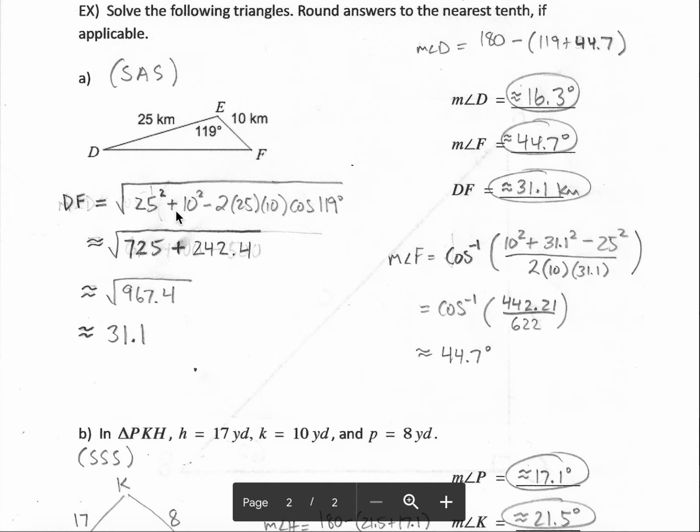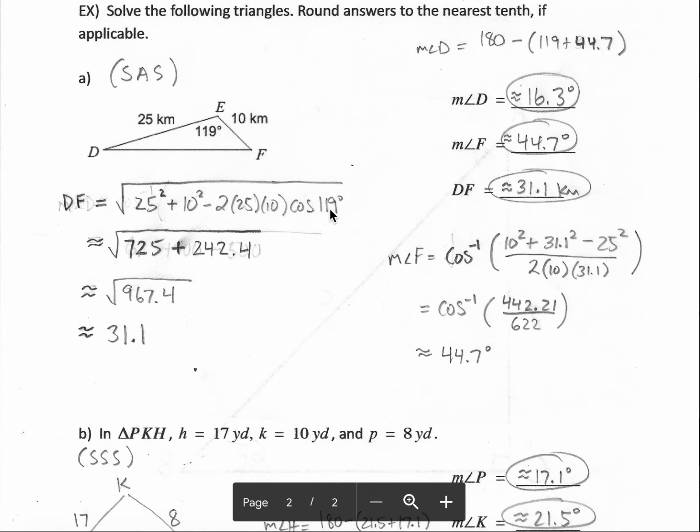So from here on out, it's just a lot of calculator button pushing. Squaring 25 and squaring 10 and adding the sum of that gives me 725. Then over here we have a bunch of things being multiplied. So we have a negative 2 times 25 times 10 times the cosine of 119. What I like to do on my calculator is take the cosine of my angle. Make sure you're in degree mode, otherwise it's not going to work out quite the same. I like to evaluate the cosine of your angle first, and then multiply each of those things by those three values there.